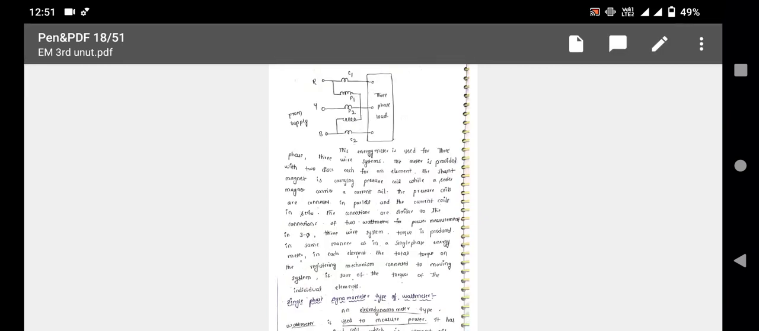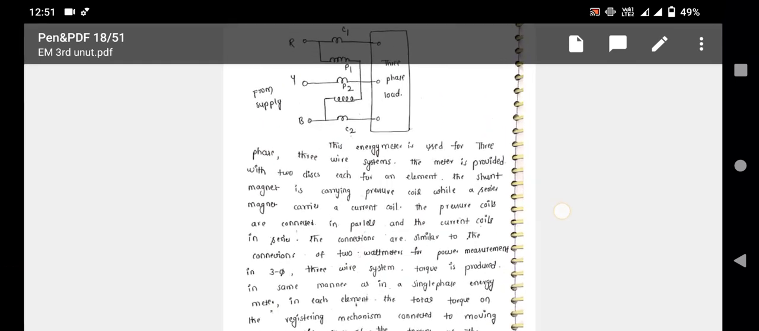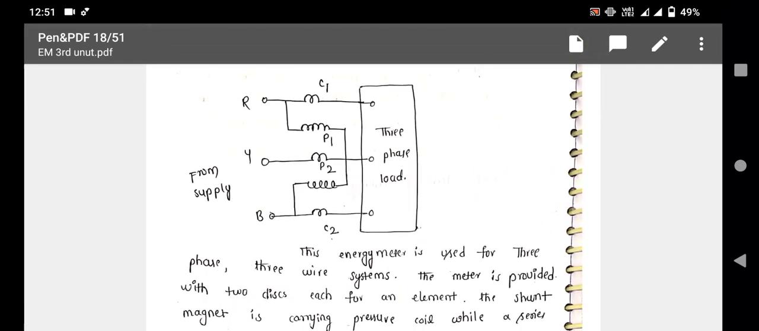How to connect a 2 element energy meter? The 2 current coils, C1 and C2, are connected in 2 phases, and the pressure coils are clubbed together. They are P1 and P2.